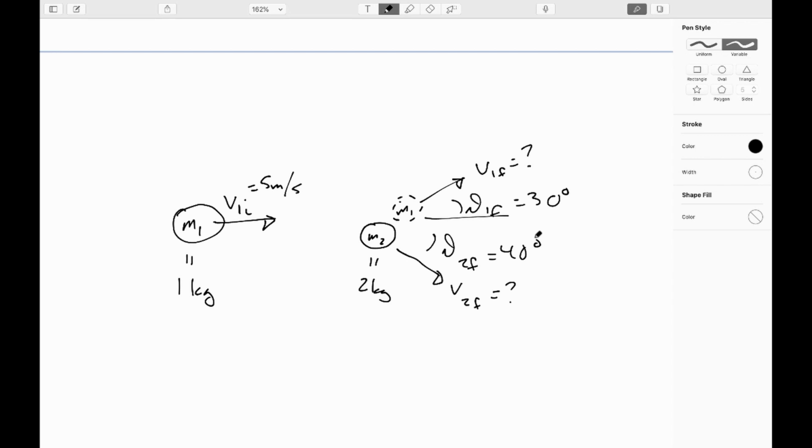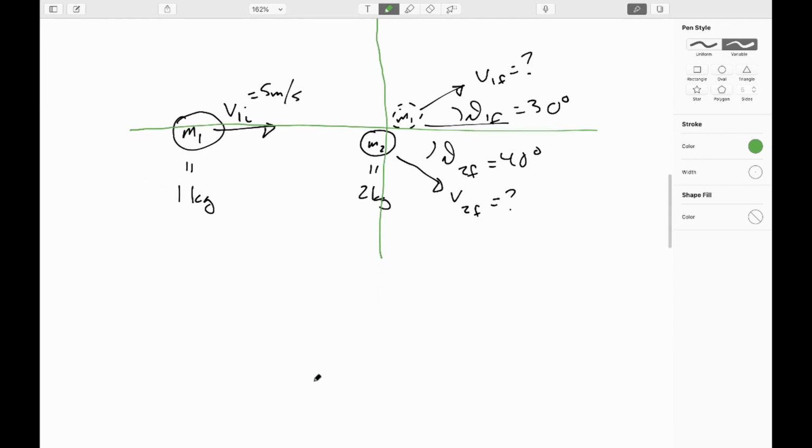All right, so here when you're choosing a coordinate system, it will make sense to align the x-axis along V1 initial. And this is because since object 2 isn't moving to begin with, if I align things along V1 initial, that means only the x equation will involve V1 initial. The y equation won't, and that will make the algebra easier. So let's go ahead and do it.